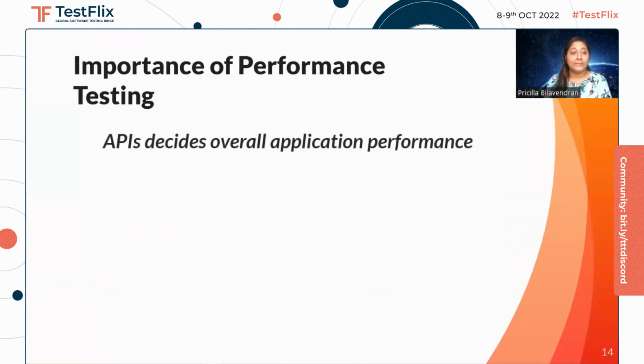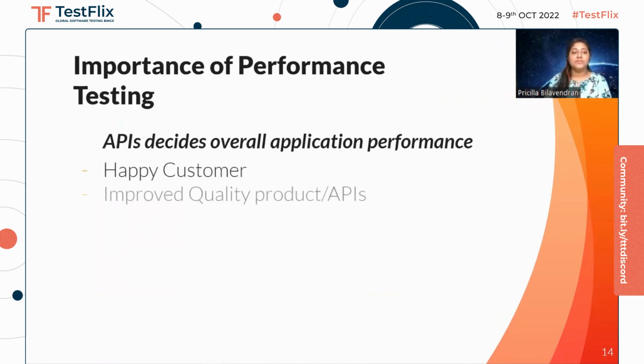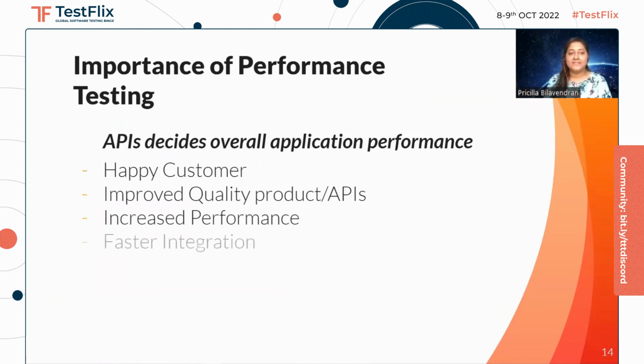We all know that overall APIs decide your overall application performance, because in this microservices-based architecture, everything is revolving around API calls. So we need happy customers, right? You need very high quality APIs and products to deliver, so that your performance really increases, and it helps in faster integration with multiple applications, and it's totally optimized as well.